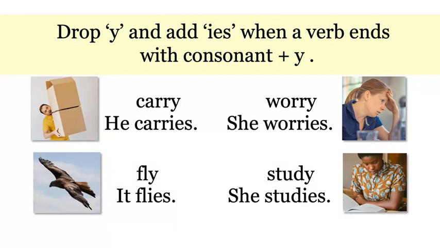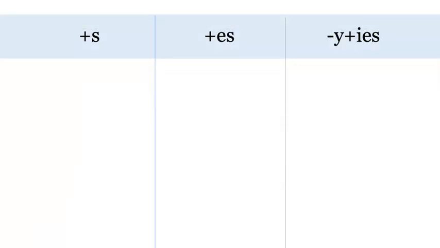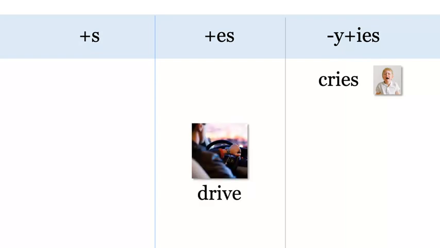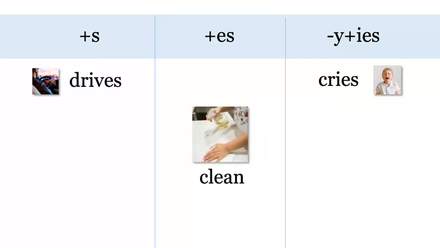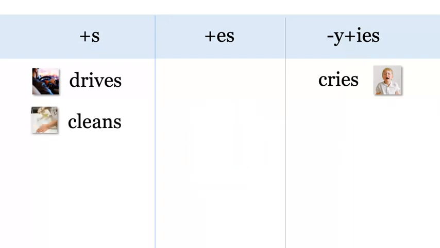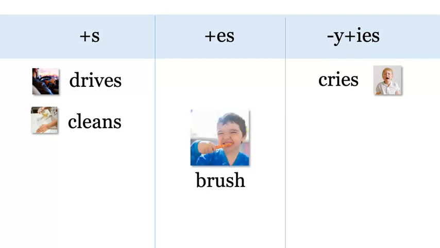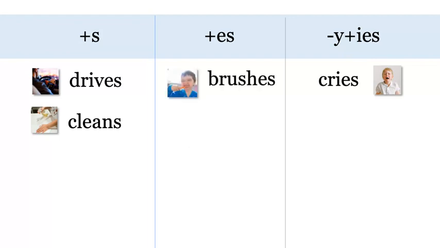Let's practice. Look at the verb cry. When we add an s, which spelling rule do we use? Cries. We drop the y and add ies. How about drive? Drives. Just add an s. Clean? Cleans. Also, just add an s. Brush? Look at the ending, sh. Brushes. Add es because of that sh ending.